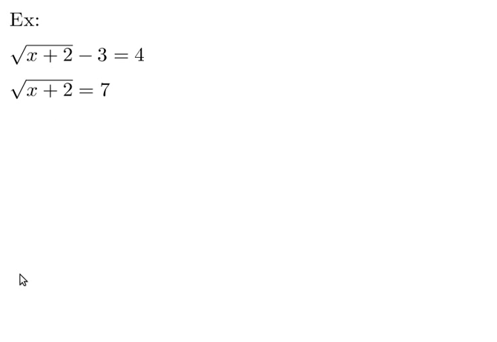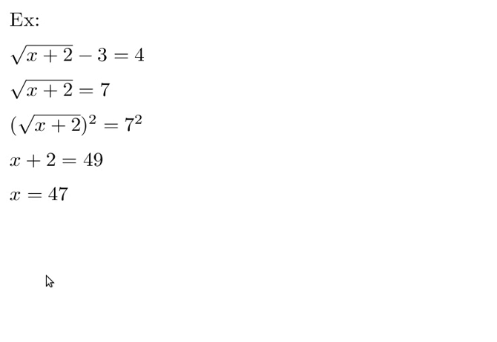I'm going to skip this stage for now. Actually, no, not for the next example. I'll skip a step because hopefully by then you'll understand it well enough. But for now, I'll write this out. We have the square root of x plus 2 squared equals 7 squared. The square root of x plus 2 squared is just going to be x plus 2. And 7 squared is just going to be 49. Now we can subtract 2 from both sides to get x equals 47.